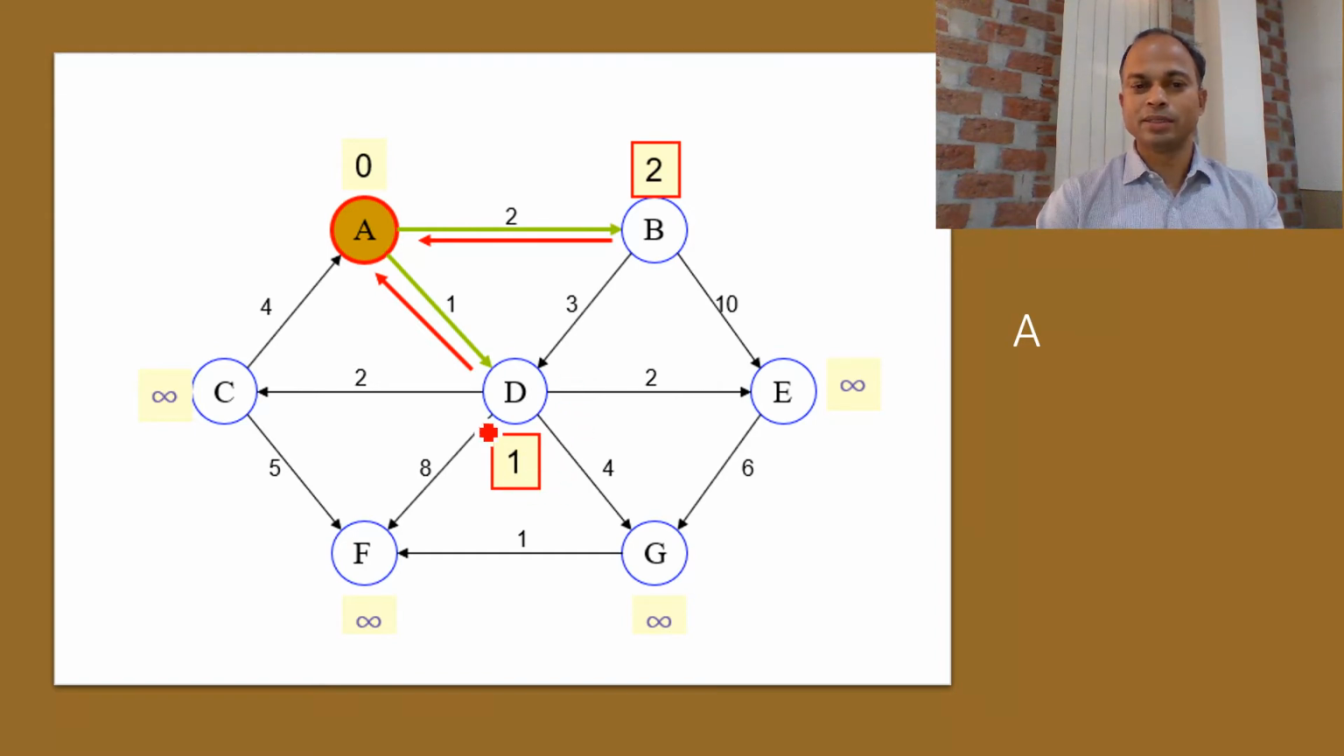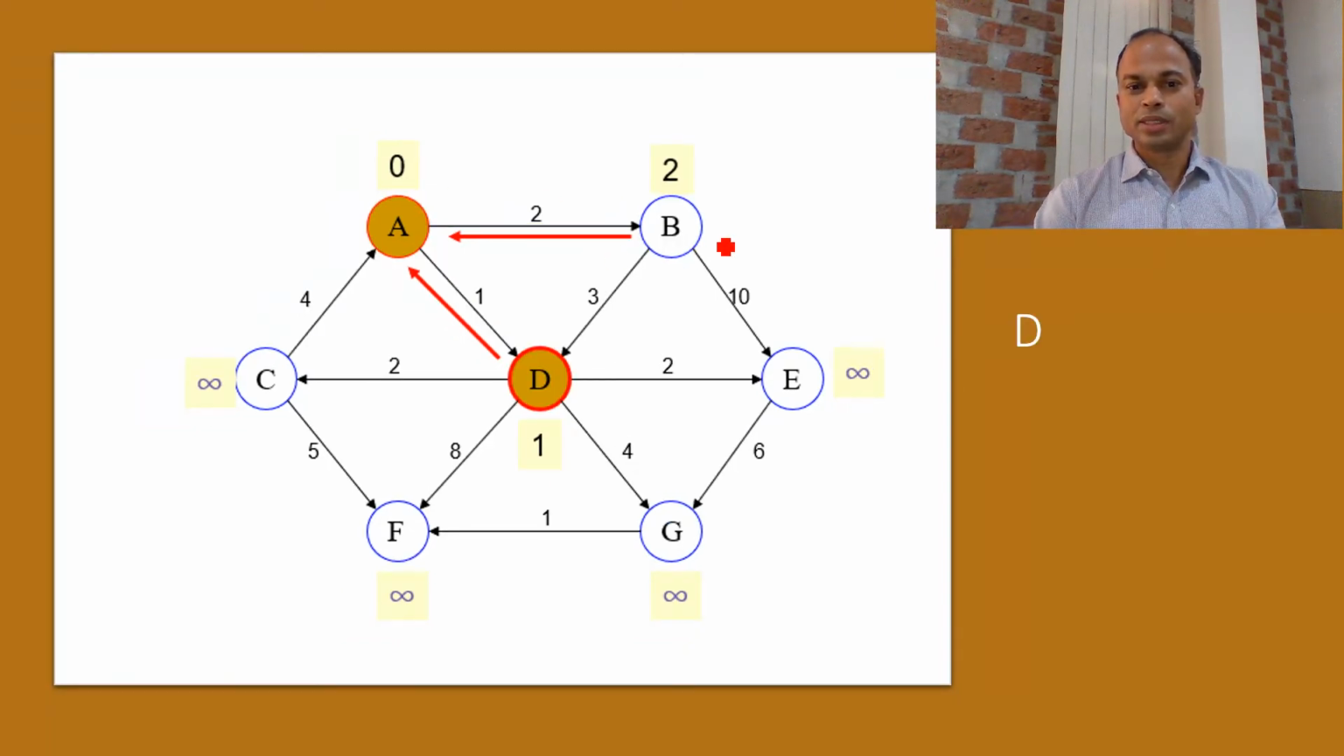Now here, value of D is 1, value of B is 2, and all remaining entries are infinity. Whatever is the minimum we have to take. Now we have two choices, B and D. Minimum value is D. We have to take it because A has been already explored. I mean all the adjacent of A we have already taken.